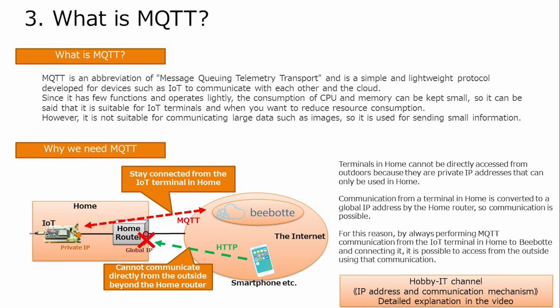Next, the reason for implementing MQTT this time is that it is not possible to directly access the terminal inside the house from the outside. A private IP address, which can only be used inside the home, is assigned to the home terminal. Access from home to the outside, that is, to the internet, is realized by the home router converting to a global IP address. For this reason, by constantly performing MQTT communication from the IoT terminal in the house to beebotte and connecting it, it is possible to access from the outside using that communication.